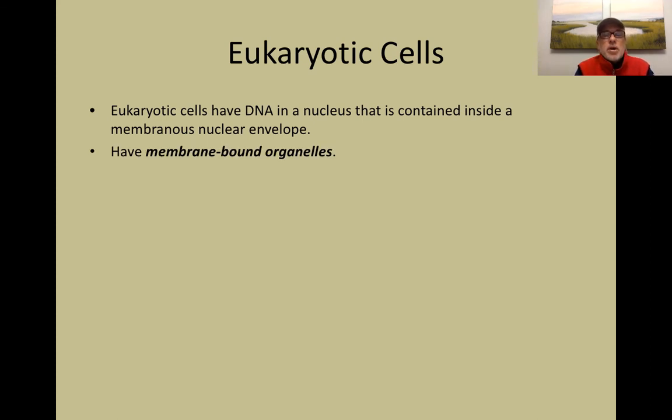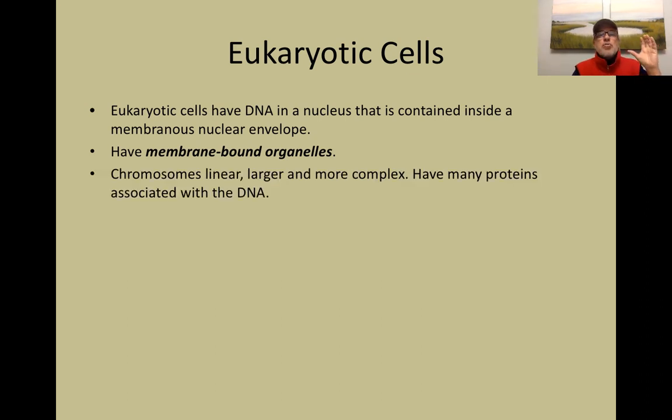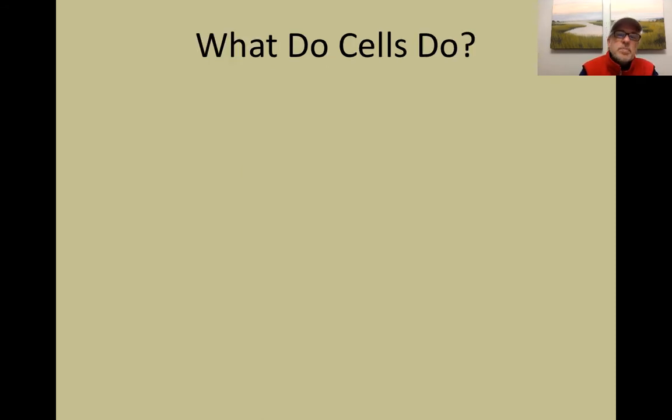Eukaryotic cells have organelles, little substructures that are membrane bound, meaning they're surrounded by membrane. The chromosomes are linear, not circular, larger and more complex, and have many proteins associated with the DNA. And they're generally much larger than prokaryotic cells.